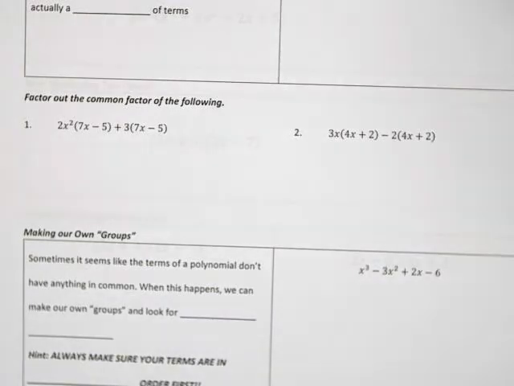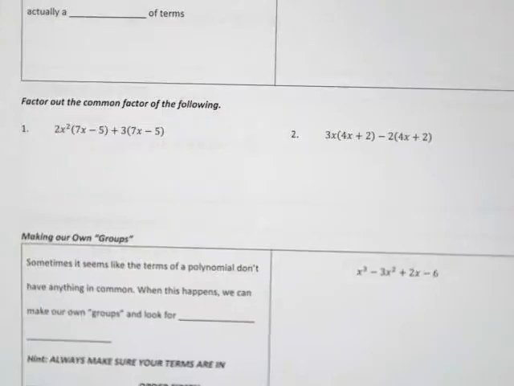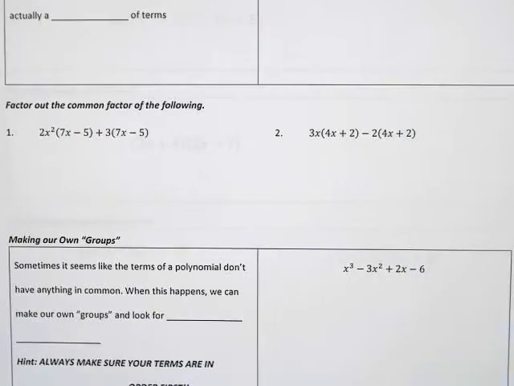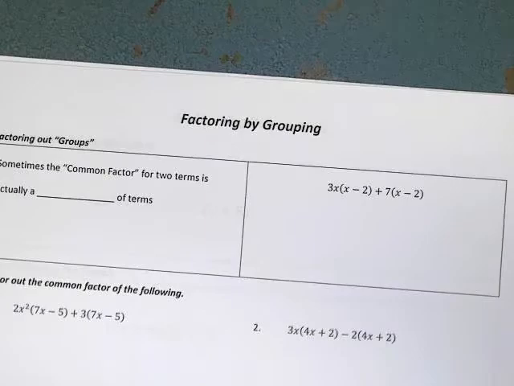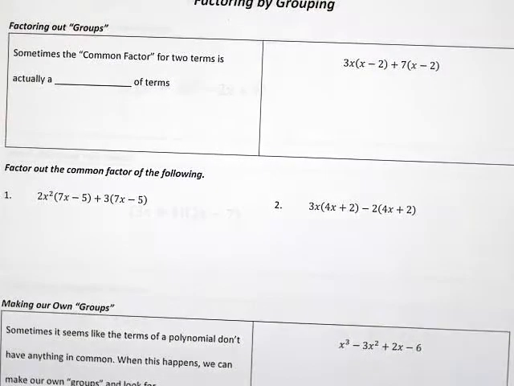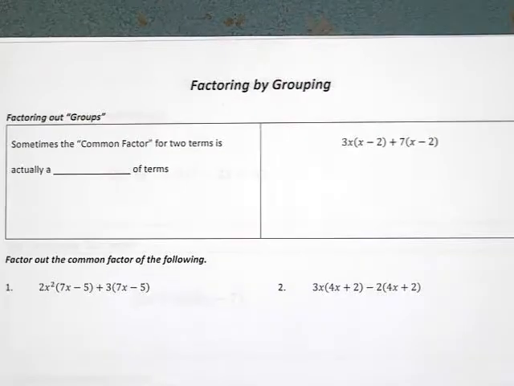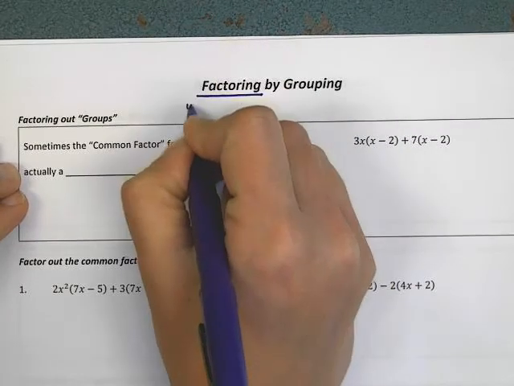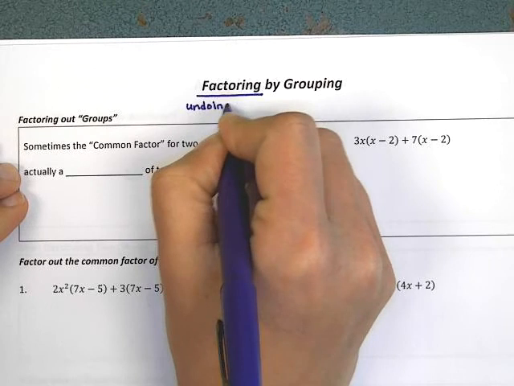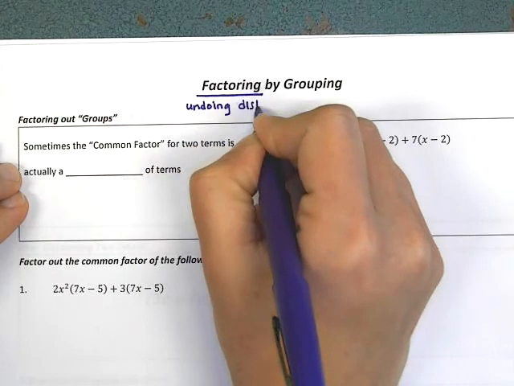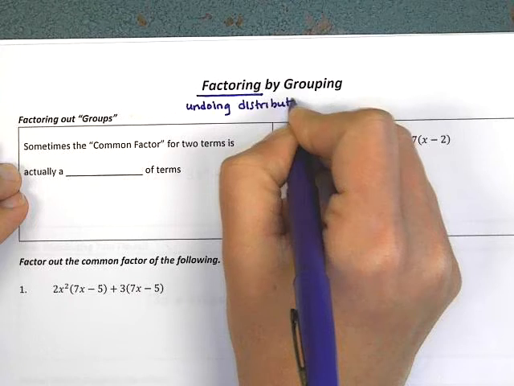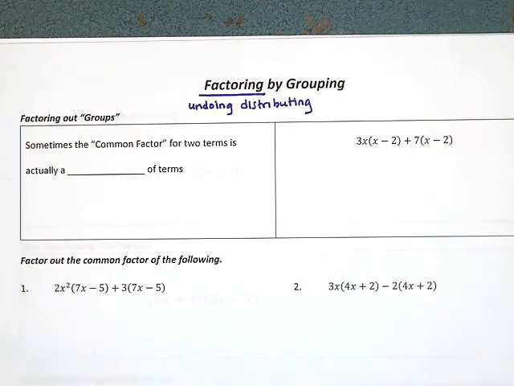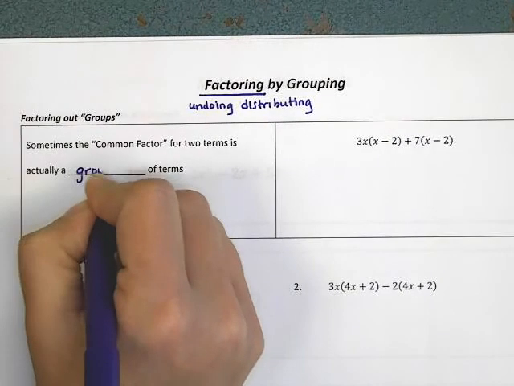Hello everybody! So today we're going to be starting to talk about factoring by grouping. Now, yesterday we talked a little bit about finding a common factor and taking out the common factor. And we said that factoring, when we describe that, is really just undoing distributing. But sometimes the common factor, the thing that these two terms have in common, is actually a group of terms.